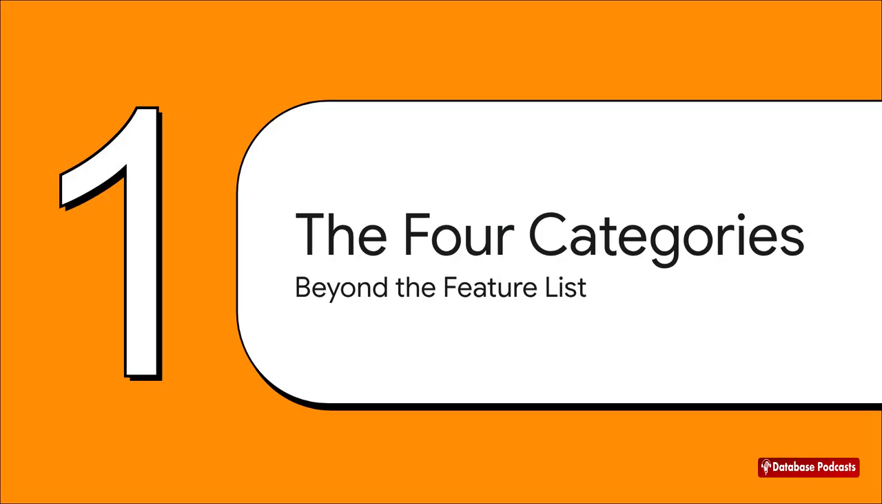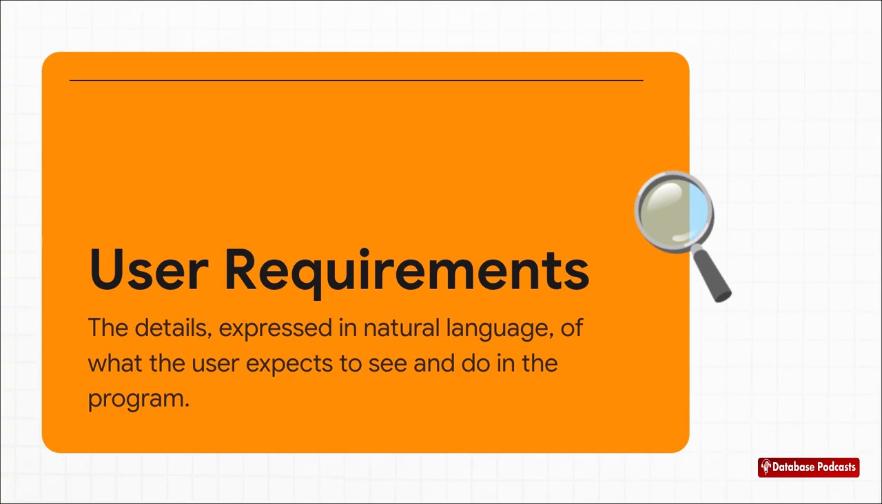Okay, so to get past that simple feature list, we need a better way to think about this. A really solid place to start is to break requirements down into four key categories. Getting this right at the beginning, well, it's the difference between building on a solid foundation and building on, well, sand.